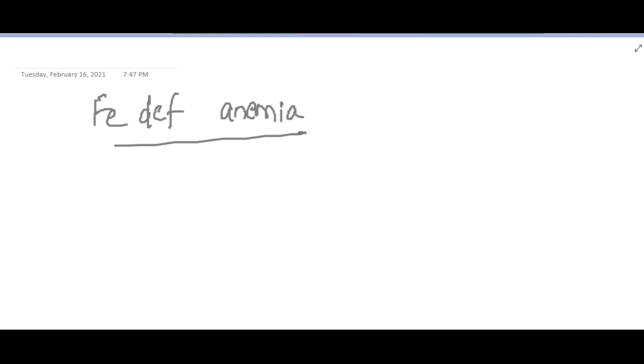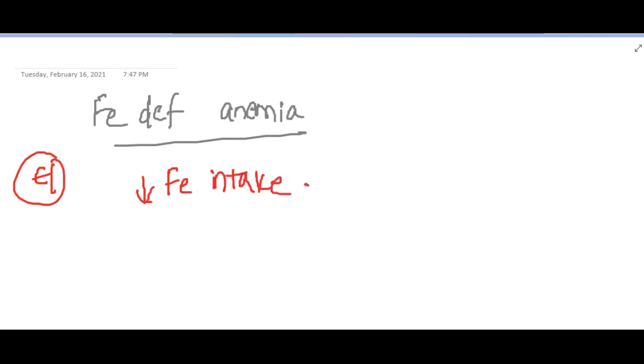Hello friends, let us now learn some important points about iron deficiency anemia. Iron deficiency anemia. First, here there is deficiency of iron.